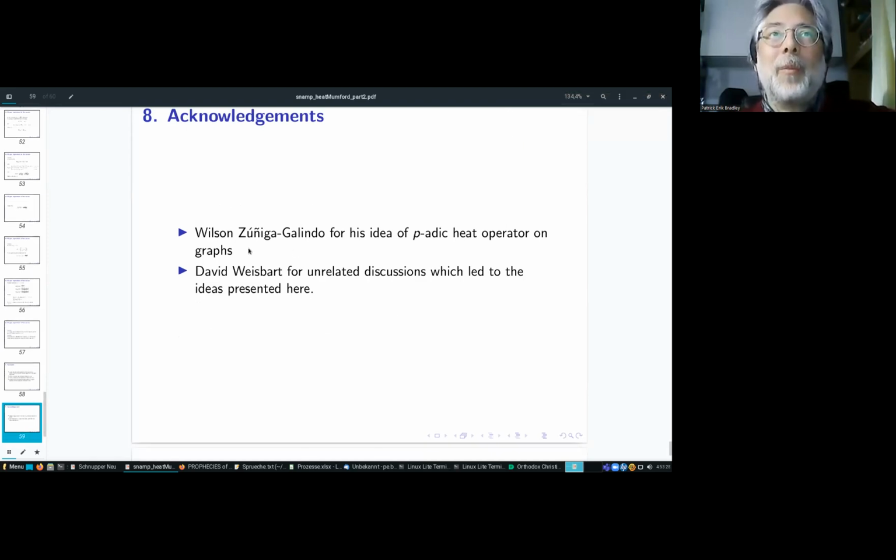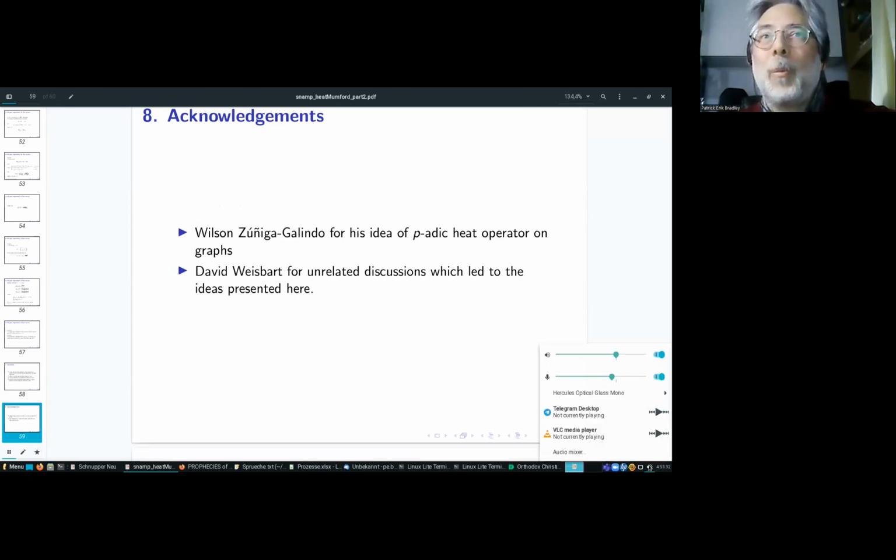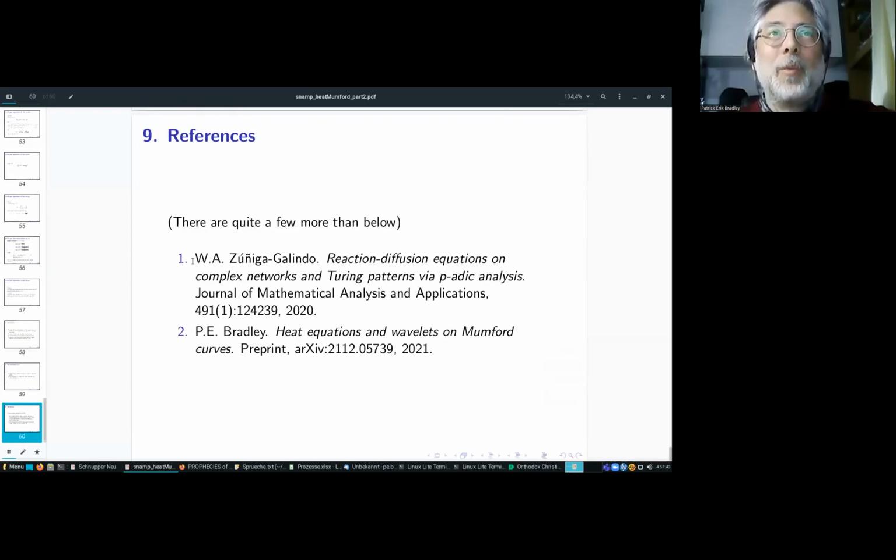Acknowledgements. I thank Wilson for his idea that he published on p-adic heat operators on graphs, and David for some discussions that we had which were unrelated but which led to the ideas presented here. And here's Wilson's paper, and this presentation can be found on the arXiv.